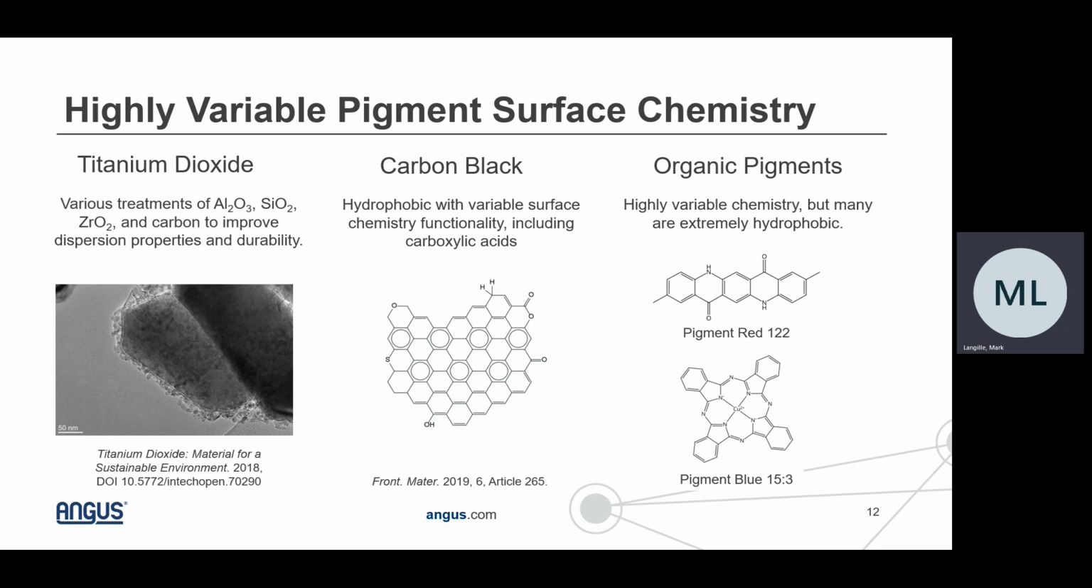In the case of organic pigments, the chemistry of these materials can be even more variable. So for instance, the structure of pigment red 122 and pigment blue 15.3 are shown on the far right. Many organic pigments are also quite hydrophobic, just like the carbon black, and it makes them particularly difficult to disperse and stabilize. And so we know that AMP is a great dispersant for titanium dioxide and many extenders. We've recently done some more work with carbon black and organic pigments and found that AMP can also help to disperse and stabilize these other types of chemistries as well.